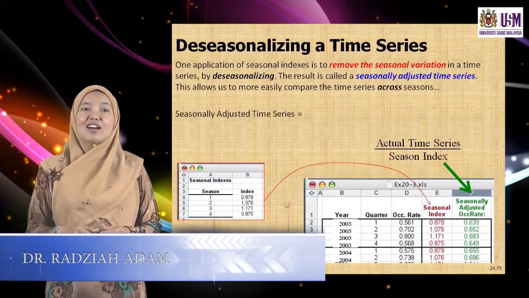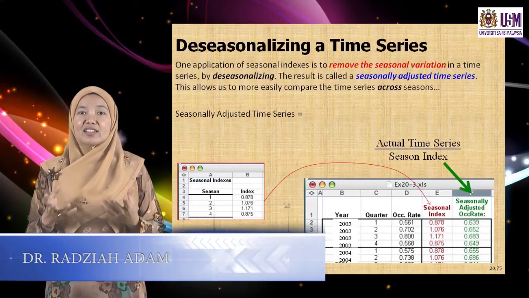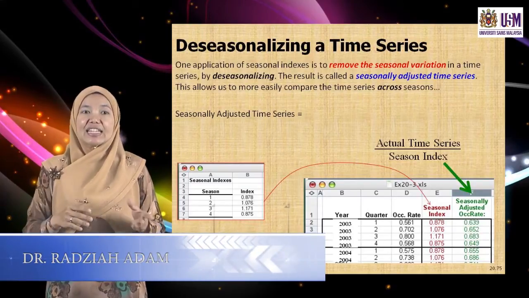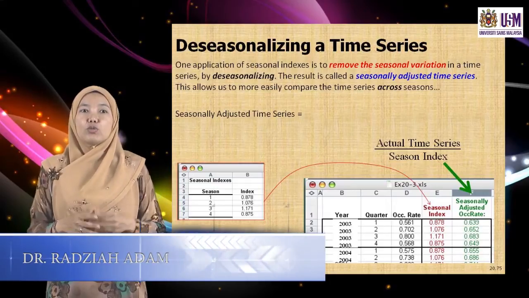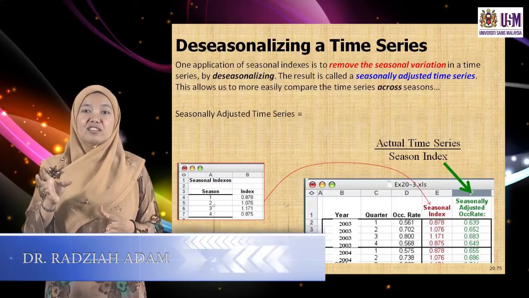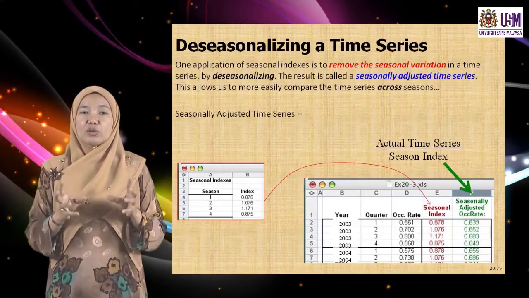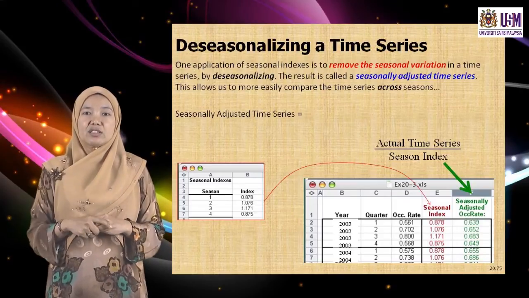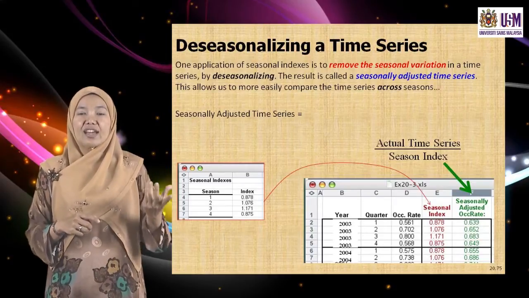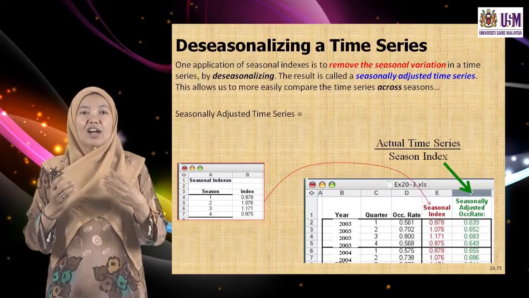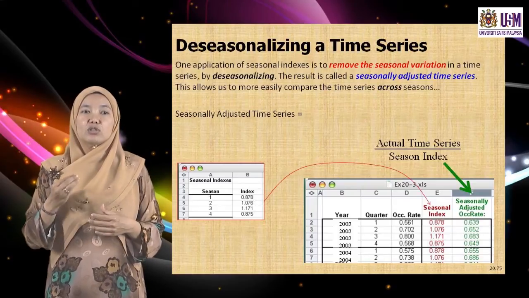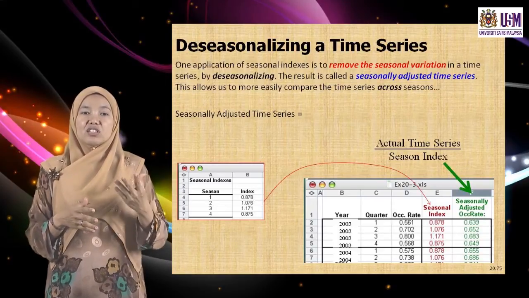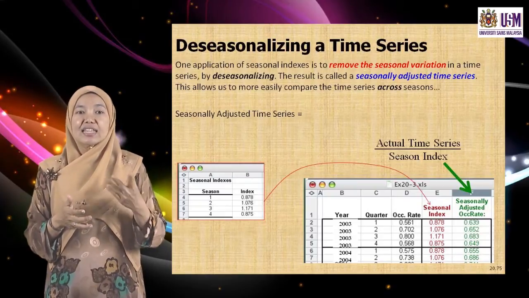In this part, we're going to discuss how to de-seasonalize a time series. That means, given a time series, how do you take out the seasonal factors? De-seasonalize means you take out the season. So one application of seasonal index is to remove the seasonal variation in a time series. This is by the word de-seasonalizing, and the result is what we call a seasonally adjusted time series. I think I already showed you earlier with the additive and multiplicative model. So why do you need to do this de-seasonalization? Because this allows you to more easily compare the time series across seasons. That means there are no changes because of winter compared to summer.